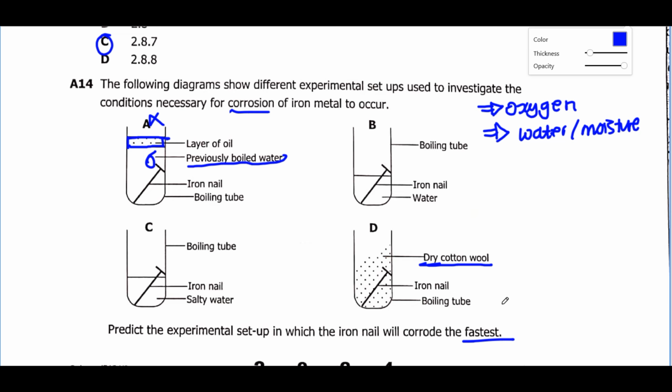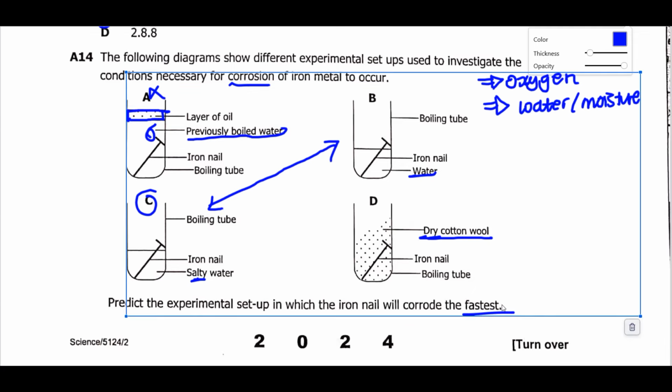Now for B and C, there is water here and the boiling tube is open, which tells us that oxygen is able to enter. C is the same as B, but the difference is that in C the water is salty, which simply means that in C there is salt. So in these two tubes, corrosion will take place, but in which one will there be the fastest corrosion? The answer is C, because the presence of salt makes the corrosion the fastest.